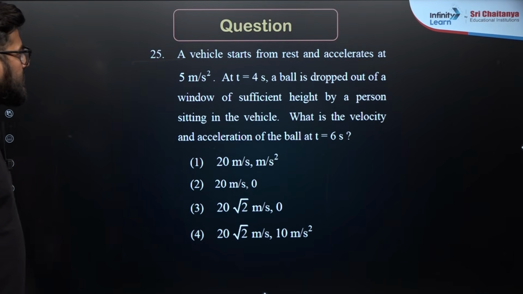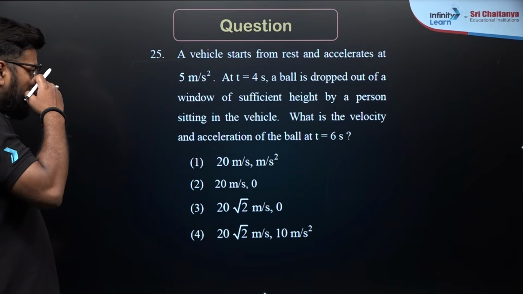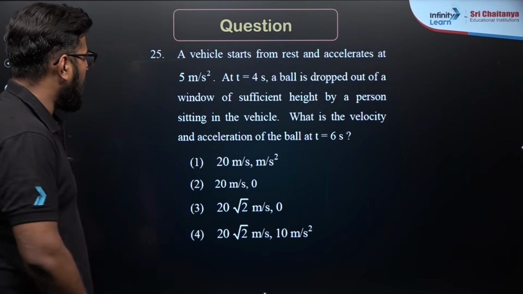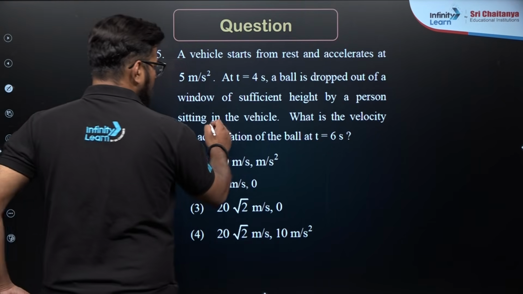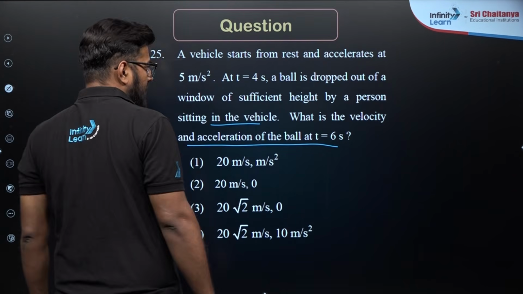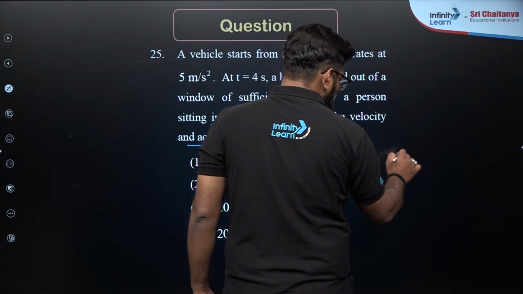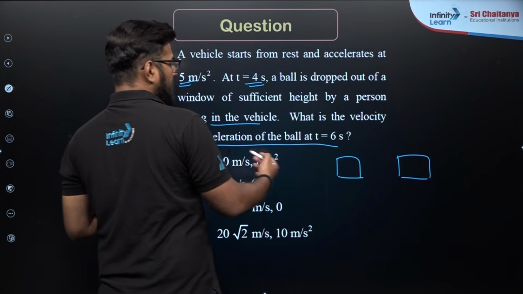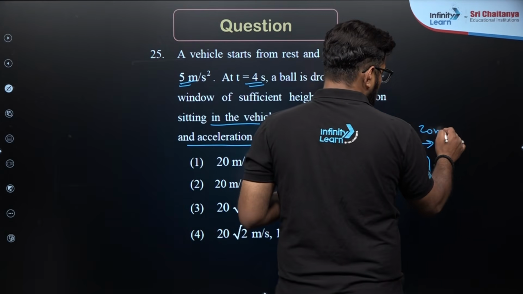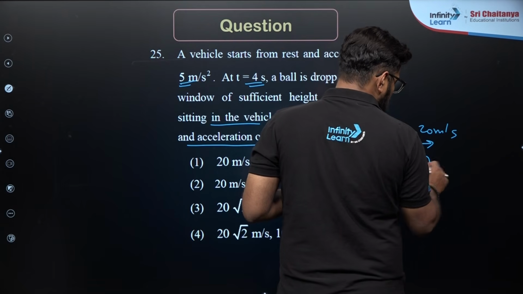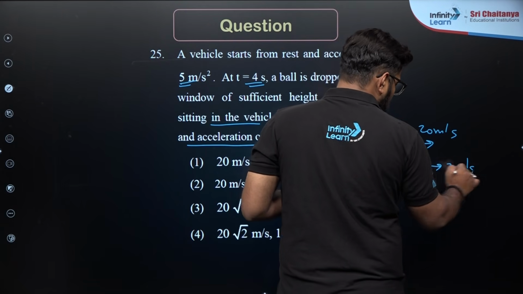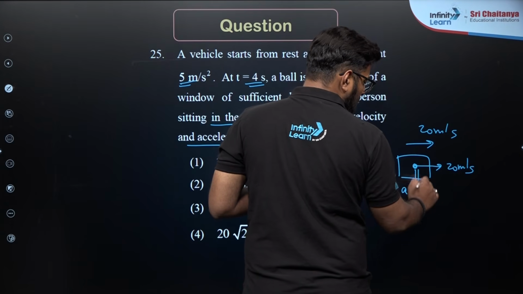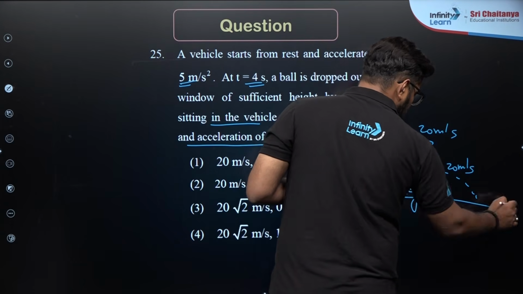Right. A vehicle starts from rest and accelerates at 5 meters per second square. At t equals 4, the ball is dropped out of the window of sufficient height by a person sitting in the vehicle. What is the velocity and acceleration of the ball at 6 seconds? So see, since it is accelerating, after 4 seconds it will be 5 into 4, that means 20 meters per second, the car's velocity. Now if you're dropping, the ball will have 20 meters per second and it will follow an accelerated path due to acceleration due to gravity. The path will be over here.